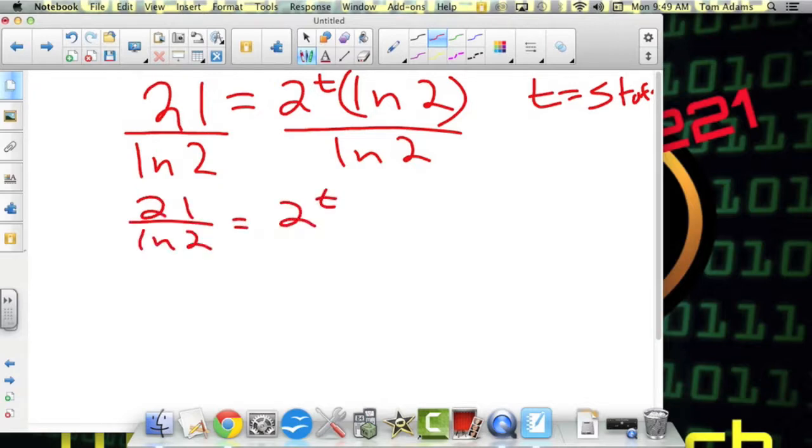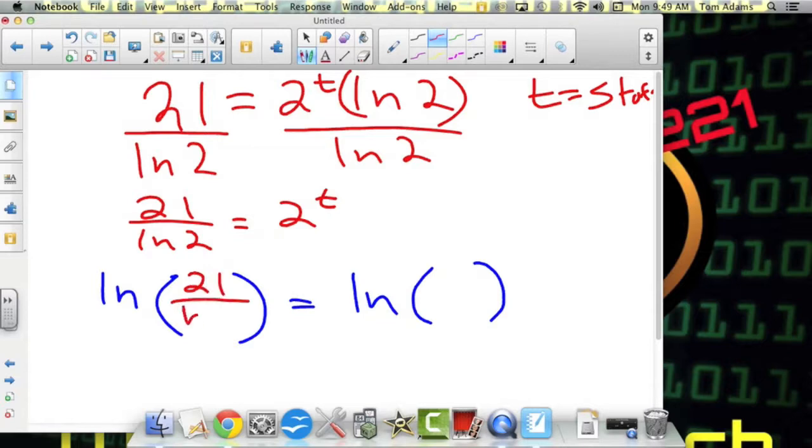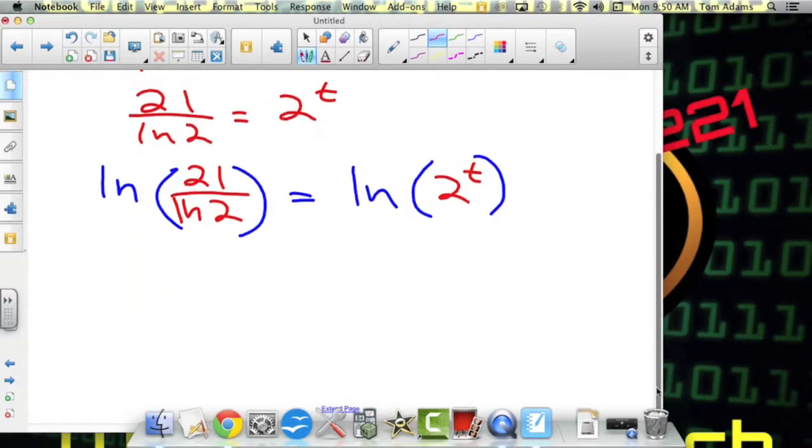Now to get the t away from the 2, the property of logs allows me to toss that power to the front. So I'm going to take the natural log of 21 over the natural log of 2 and set that equal to the natural log of 2^t. Now, if I want to, I could take that t on the right-hand side and toss it to the front. So what I have now is the natural log of 21 over the natural log of 2 is equal to t times the natural log of 2.